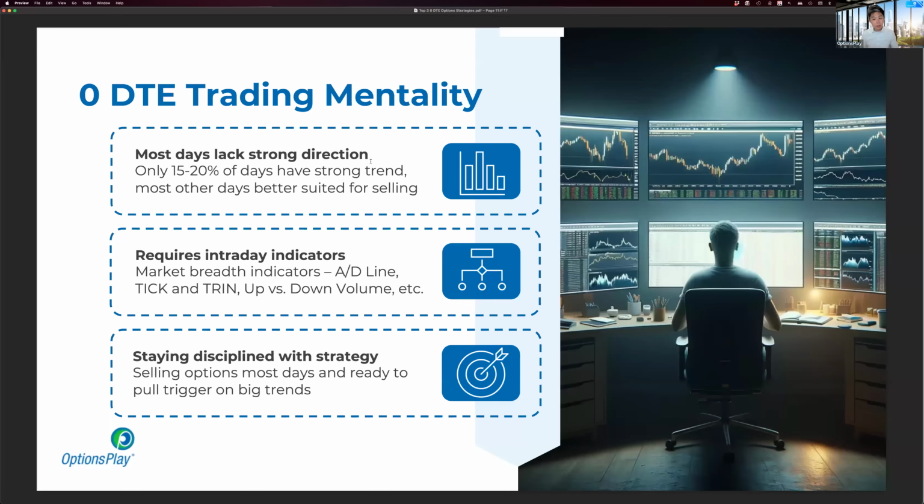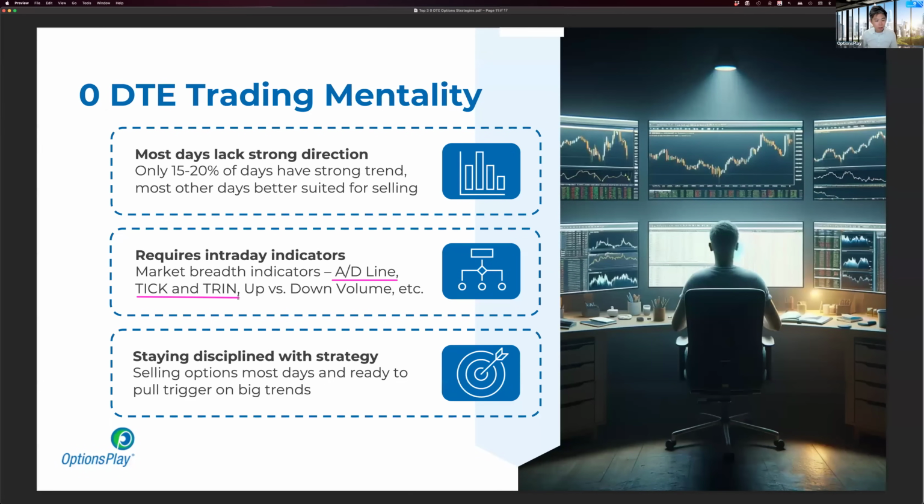Now, there are certain indicators that we as swing traders don't ever bother looking at because they don't really matter to us over a higher time frame. But as a day trader, things like the advance-decline line are incredibly important to help us understand, on a single day, how many advancing stocks there are versus declining stocks. That ratio is really helpful in understanding the strength of the day.